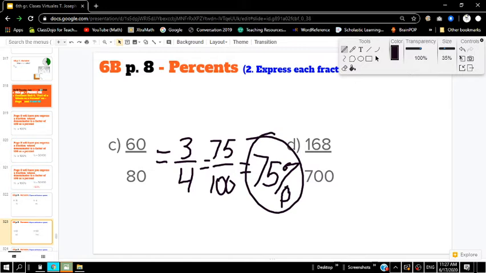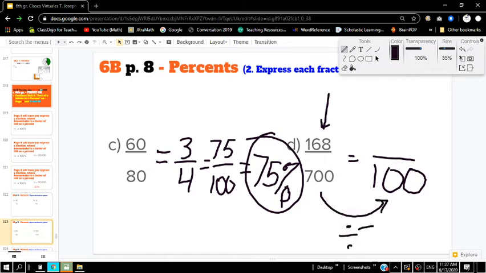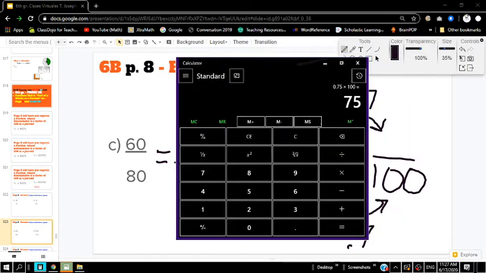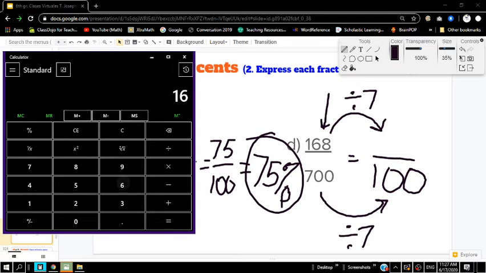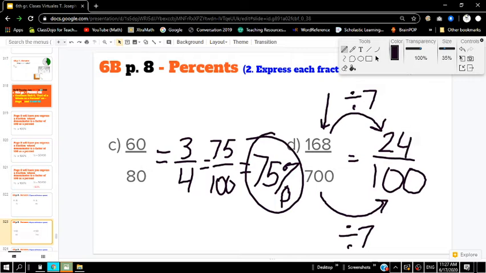This next problem, we could do this as a division problem if we want to. We could simplify it if we really wanted to, or we could just equate it to 100. For example, I can actually divide. So I can divide 700 by 7 to get 100, and then I would just divide 168 by 7 as well to get a smaller number, right? So let's do it on the calculator because I think I'm going to do everything on the calculator today. 168 divided by 7 equals 24. All right, and 24 over 100 equals 24%.